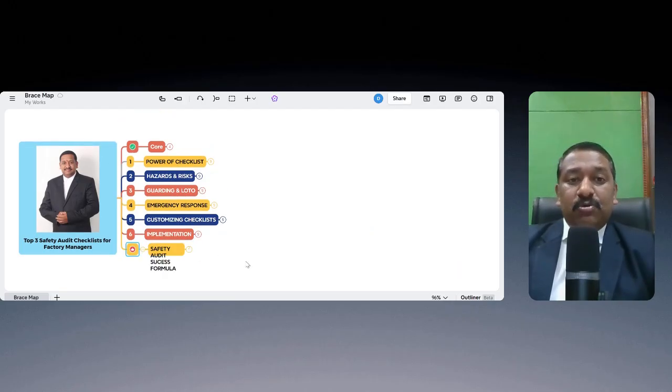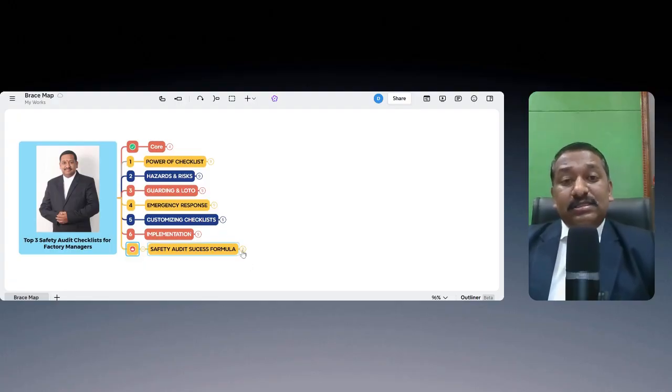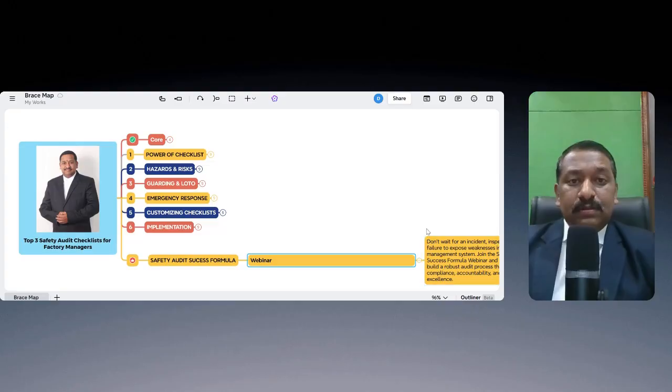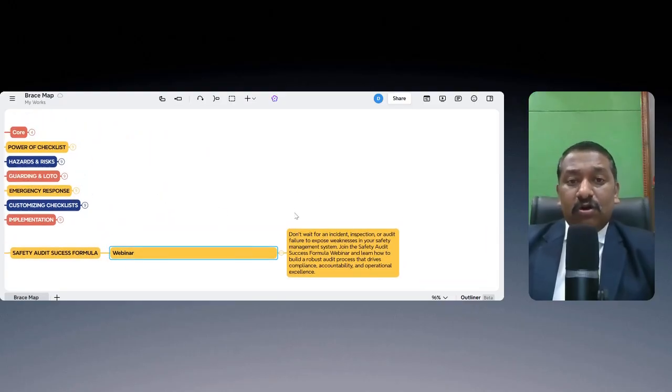And the last point, the safety audit success formula. My dear friends, there will be a webinar conducted to focus on the safety audit success formula. So don't wait for the incident, inspection, or audit failure to expose weakness in your safety management system. Join our safety audit success formula webinar and learn how to build a robust audit process that drives compliance, accountability, and operational excellence.